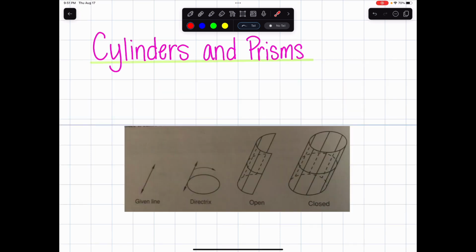Cylinders and prisms. Okay, so what's a cylinder? I picture like a soup can, something like that. So think of that when you think of a cylinder. And the way that you make a cylinder is you start out with a line like this.